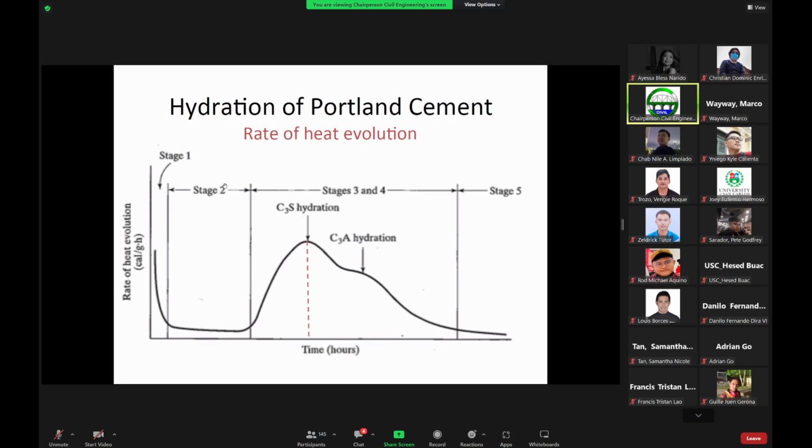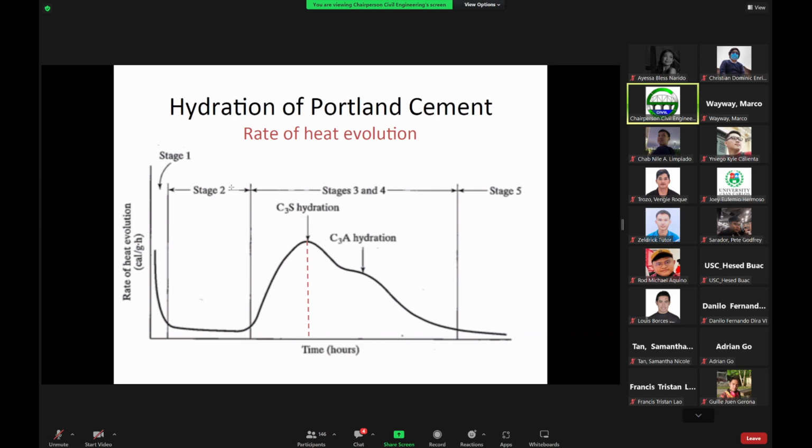Then during stage 2, what we call the induction or dormant period. Stage 2 is a nucleation controlled reaction. What does that mean? It means that we need a certain concentration of calcium ions and hydroxide ions before the hydration products CSH and CH start to form. These two, CSH and CH, are not going to form if we don't have enough calcium ions and hydroxide ions inside the solution.